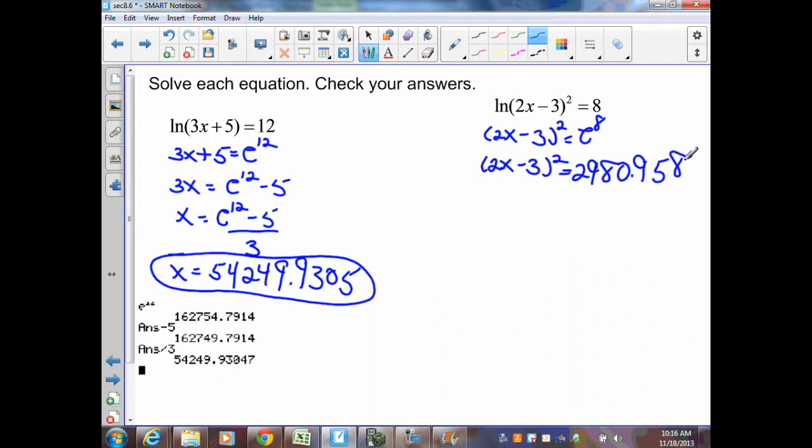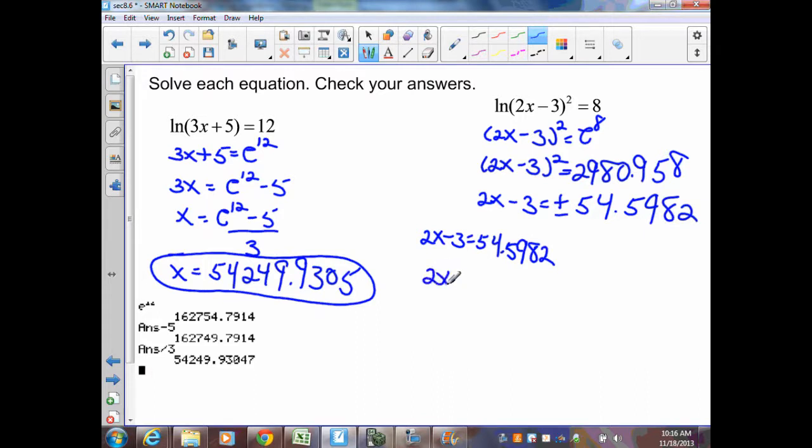Let's take the square root of both sides. That's going to give me 2x minus 3 equals plus or minus 54.5982. That will set up 2 equations. The first one is going to be 2x minus 3 equals a positive 54.5982.